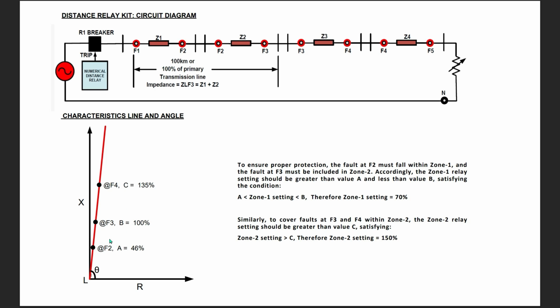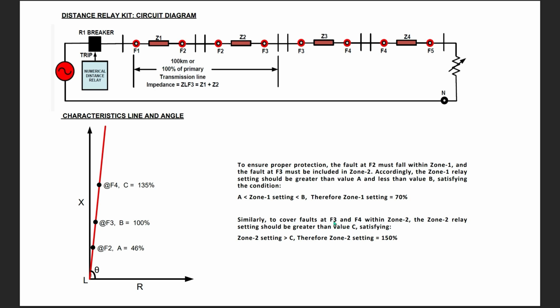Therefore, it is easily found that the zone 1 relay setting should be greater than A and also less than B, satisfying the condition A less than zone 1 setting less than B. Therefore, the zone 1 setting is taken as 70%.